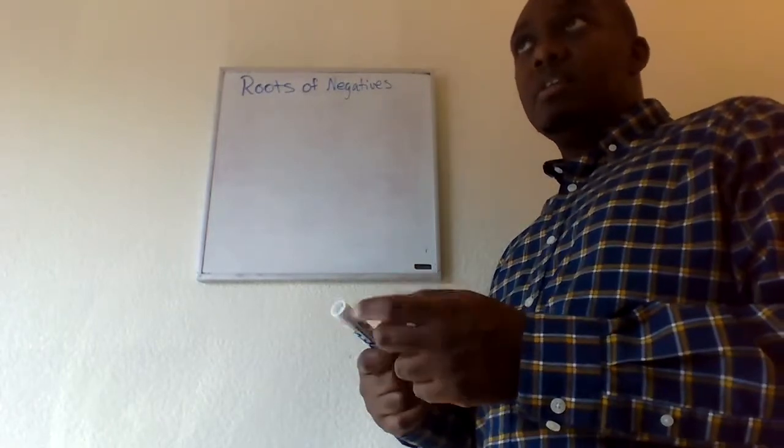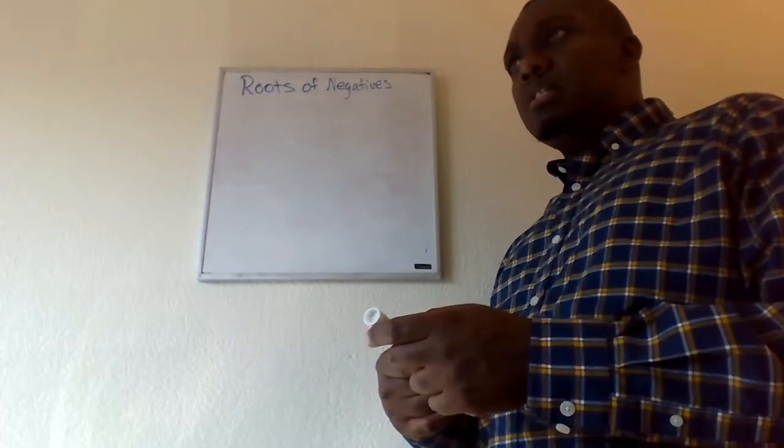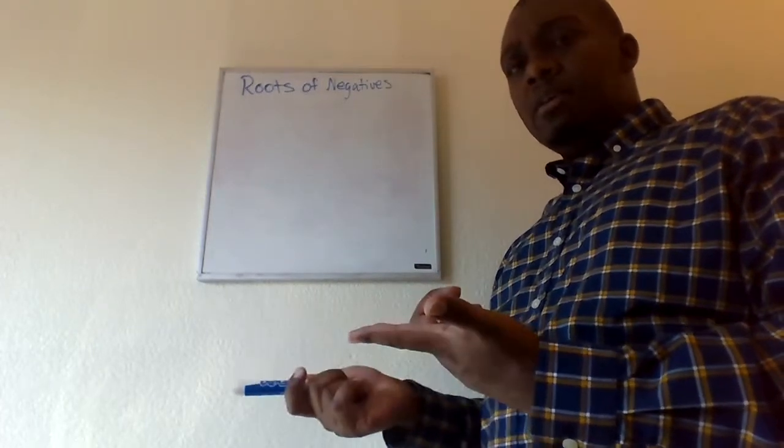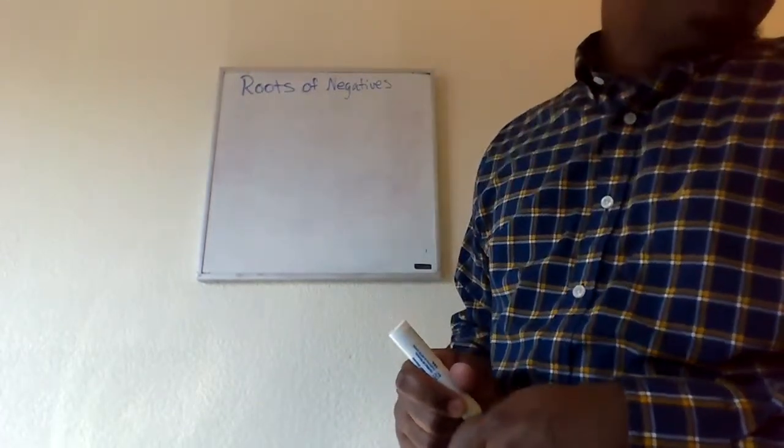Okay, what if you take two positive numbers and multiply them? You still get a positive number. So is there any way for you to multiply a number by itself and get a negative number? No, there isn't.